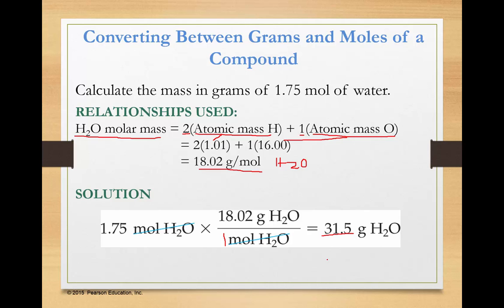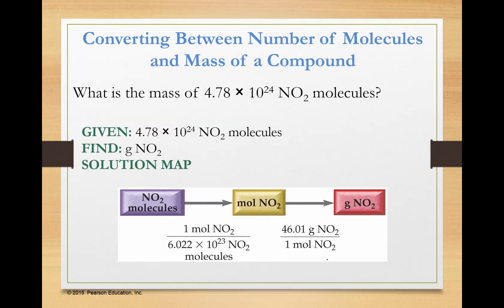Okay, so let's look at an example where we're not starting with moles. We don't start with moles in the middle. Let's say that we're asked about nitrogen dioxide, NO2, right here, and we're asked to figure out the mass. So what is the mass in grams of 4.78 times 10 to the 24th molecules of this gas? Right, now in this case for our solution map, notice there's no moles in here. We're given molecules, so we're given units, and we're trying to find grams.